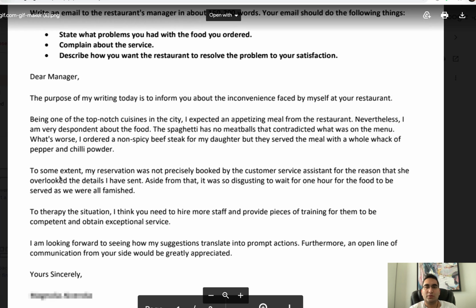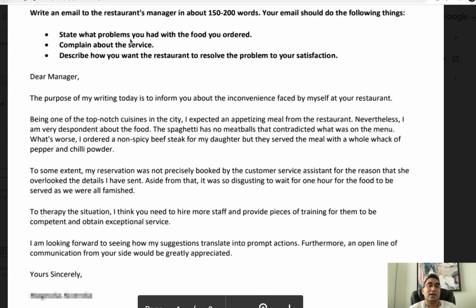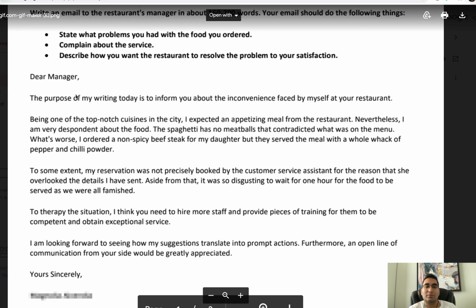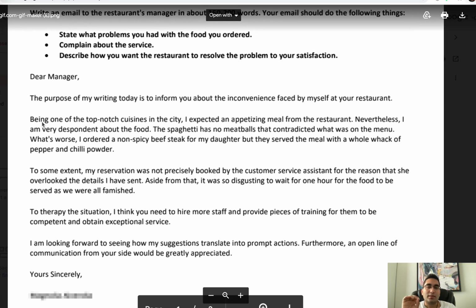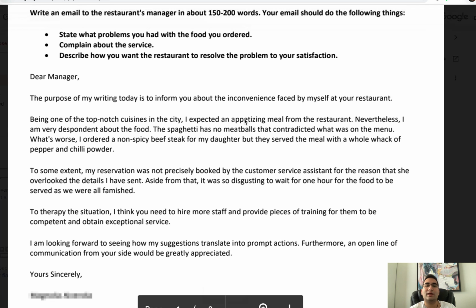Okay, there's no connector here, which is okay. Sometimes, when you're going from the problem to the complaint, it is a different tone. So here you wouldn't need a connector, and sometimes you don't need connectors if it's slightly different topics. This one is a complex sentence because there's two parts to it. "Being one of the top-notch cuisines in the city," that's one part, and then "I expected an amazing appetizing meal." Okay, so that is the second part.